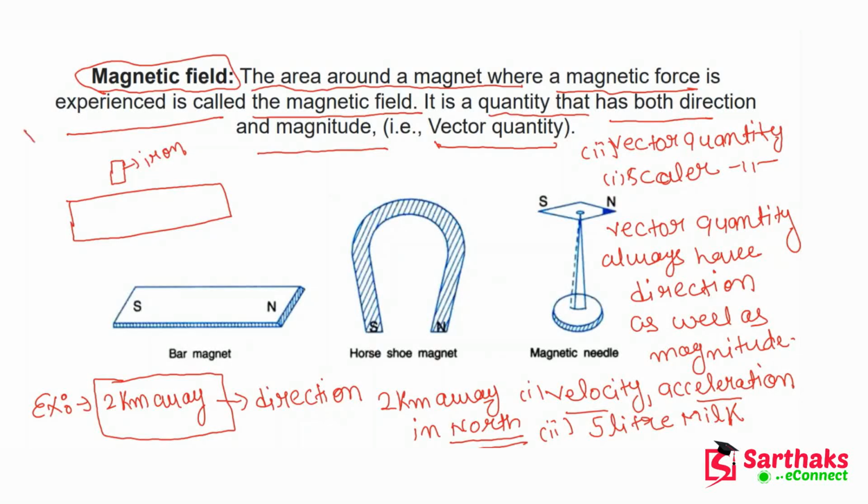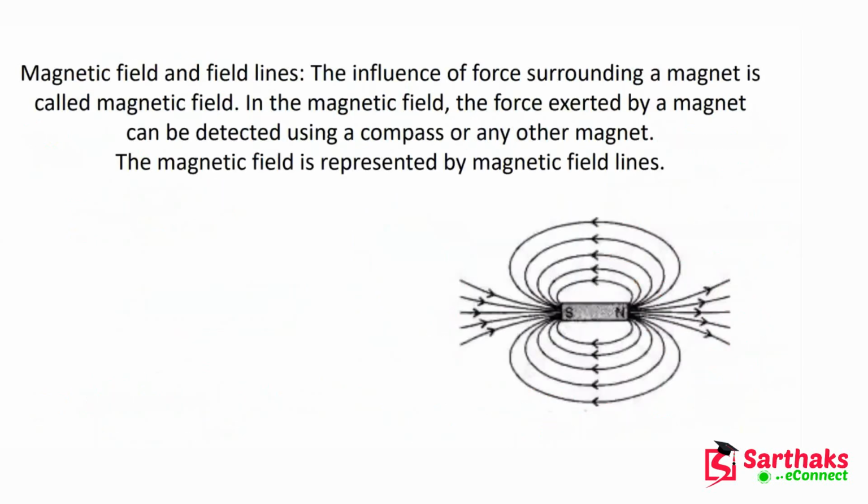If you move it here, it will still experience a force. But if you keep it far away from this magnet, then at some distance it will stop experiencing the force. So the extent to which it experiences force, that area is known as the magnetic field, and this is a vector quantity. I hope you understand what a magnetic field is. Now let's move ahead and understand some other concepts.